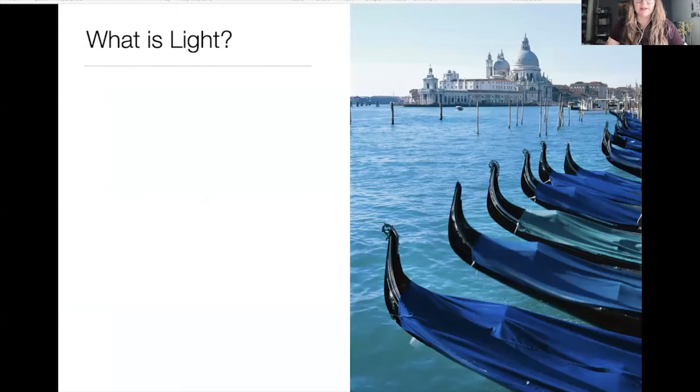Light is actually a form of energy, part of this thing called electromagnetic radiation, and it travels and behaves like a wave. So we're actually going to talk a little bit about what a wave is, but we call this energy photons. And so photons move in this wave-like pattern, and they have energy, and they can move everywhere.